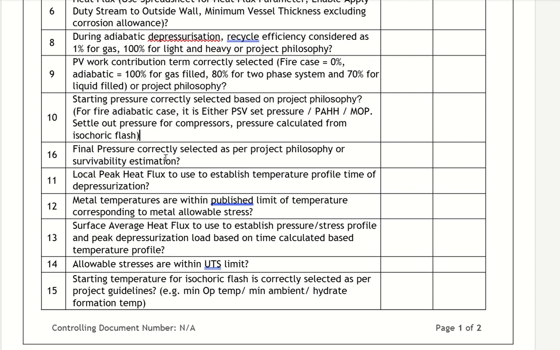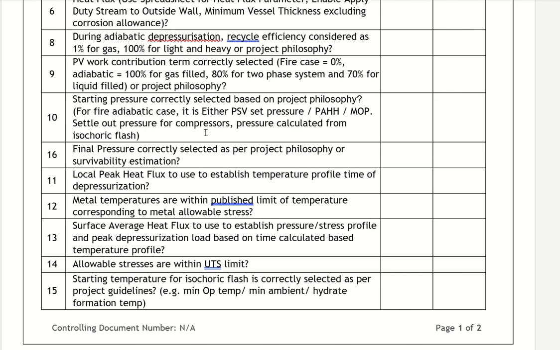Number 10 talks about whether the starting pressure is correctly specified based on the project philosophy or not. For the adiabatic and fire case, it is either PSV set pressure, PAHH, or maximum operating pressure, allowable pressure for the compressor, or pressure calculated from the isochoric flash. What is isochoric flash? Isochoric is basically constant volume, and the trapped gas has been cooled down for some time before obtaining the settle out pressure. So that's called isochoric flash.